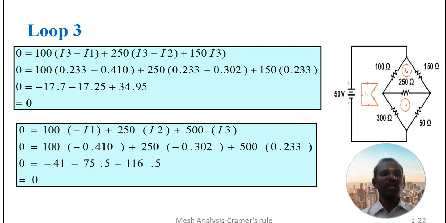Likewise, if you see the current in loop 3, here also you can see that the voltage source is 0, that is, potential rise is 0. So you will use the equation: 100 into I3 minus I1 plus 250 into I3 minus I2 plus 150 into I3. If you simplify this, you will be getting minus 17.7 minus 17.25 plus 34.95. So it is approximately equal to 0.